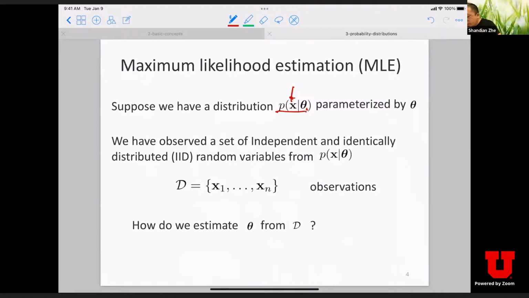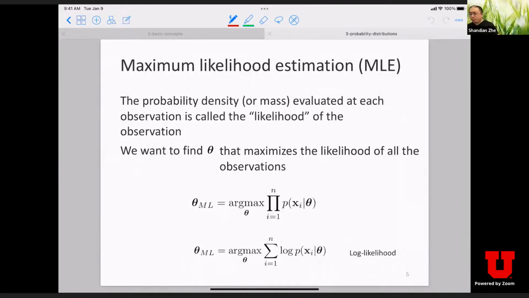Suppose we have observed a set of independent and identically distributed random variables from the distribution, and we can denote these observations by x1 to xn. The question is, how can we estimate the unknown parameters theta from your observed data D? It's called a parameter estimation problem. One commonly used framework is called maximum likelihood estimation. So what is maximum likelihood estimation?